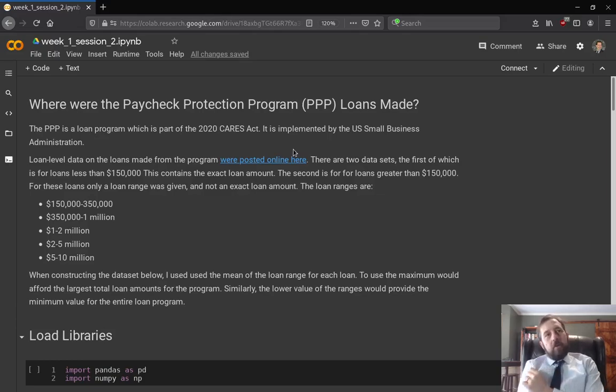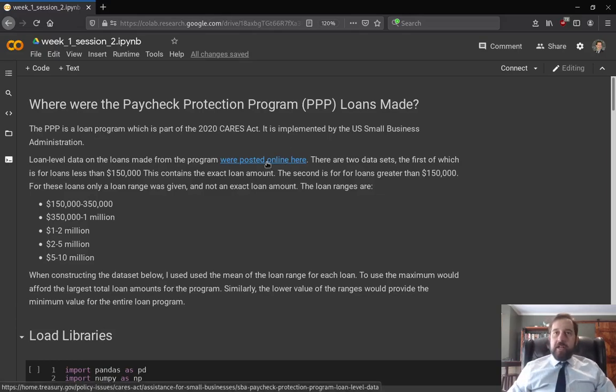The data was put online here, so there's a link to it. If the loan was less than $150,000, we have the actual exact amount of the loan. However, a separate data set was put up for loans that were greater than $150,000. For these loans, we don't know the exact loan size, we just know the range. So a loan would be listed as: here's the lender, here's the borrower, and the loan was between 150 and 350,000, or between 350 and 1 million. So for these large loans, we only have a range.